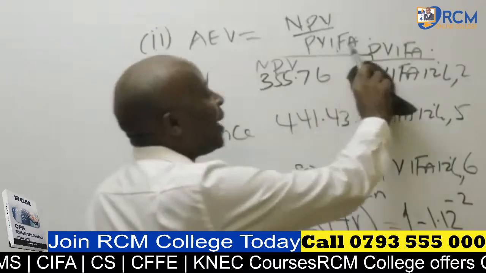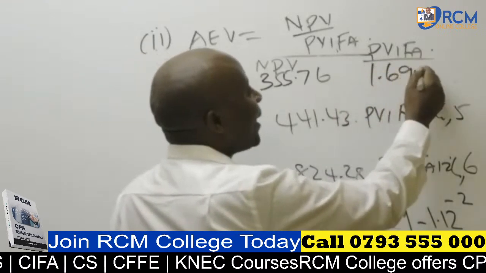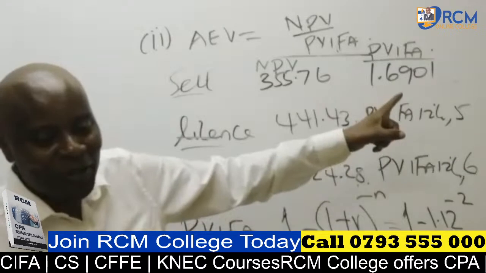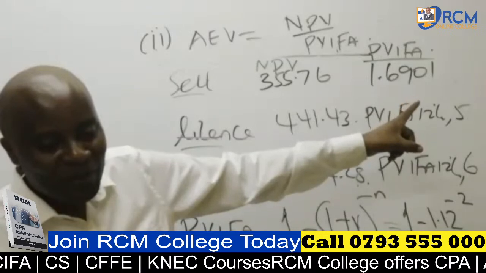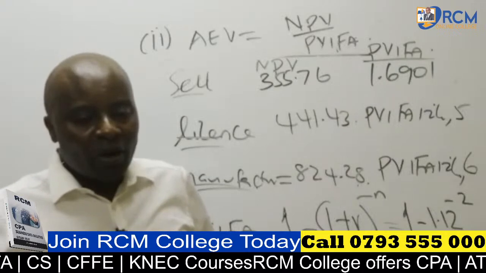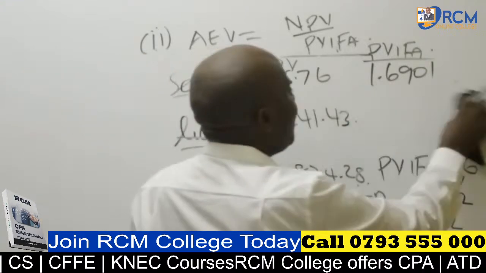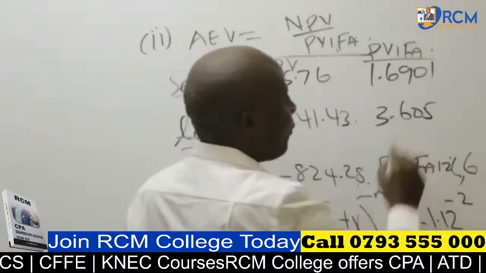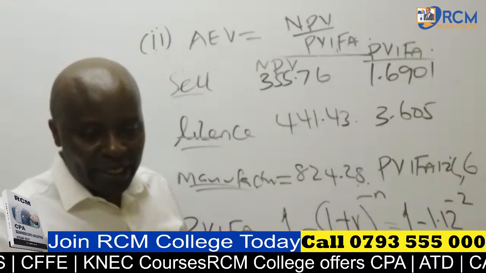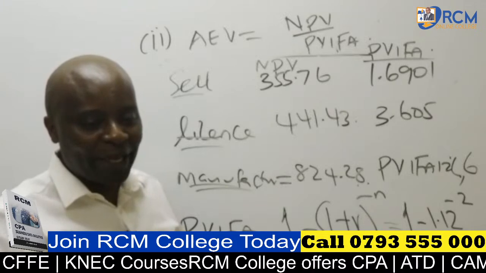So wameniambia hapa inakuja ngapi somebody hapa? Wameniambia ya kwanza ni 1.6901. So I hope all of us have been able to get this 1.6901. Zamzam amesema 3, sio umetoa 3 wapi? Oh, DJ Jesse anasema ni 3.605. Thank you very much. License is 3.6048.